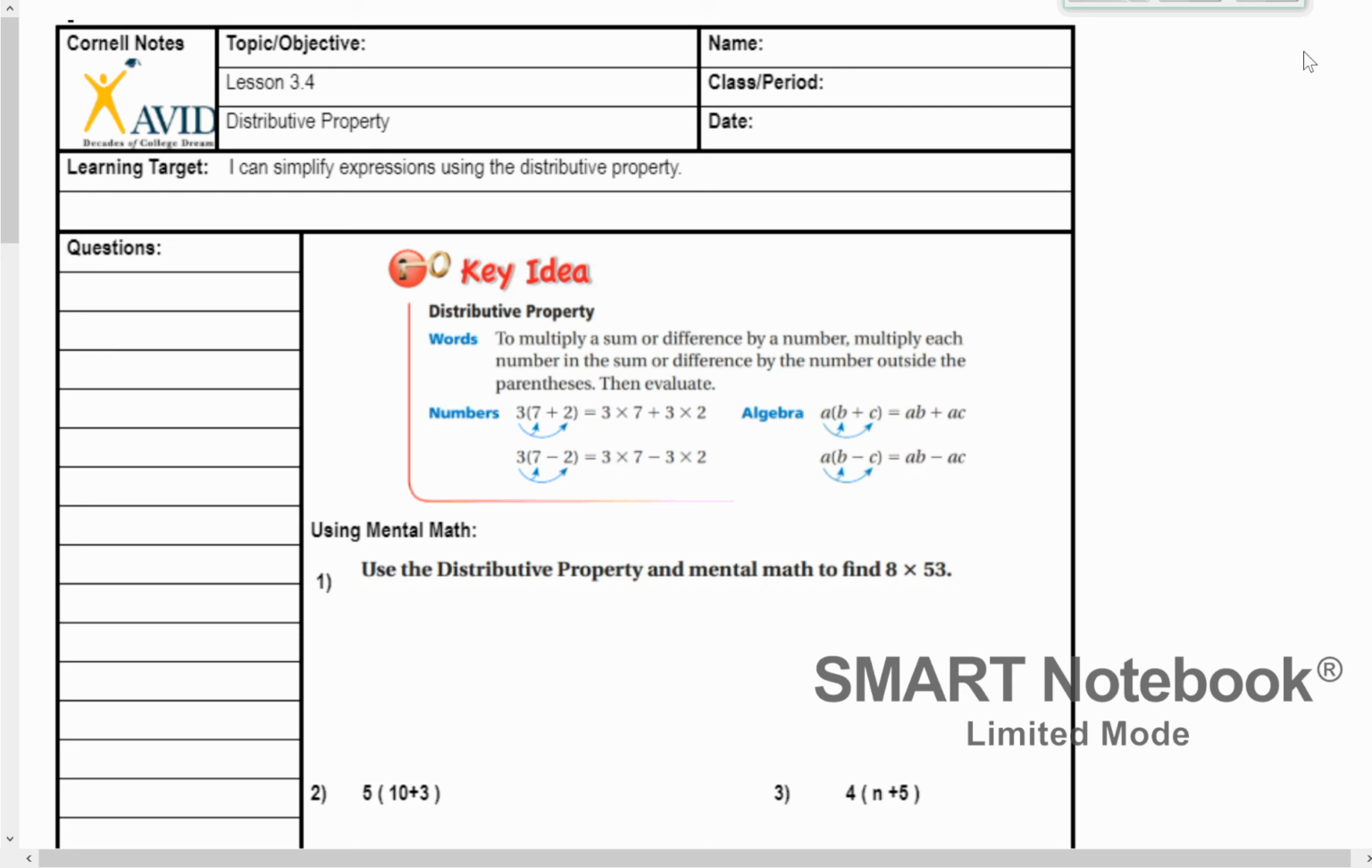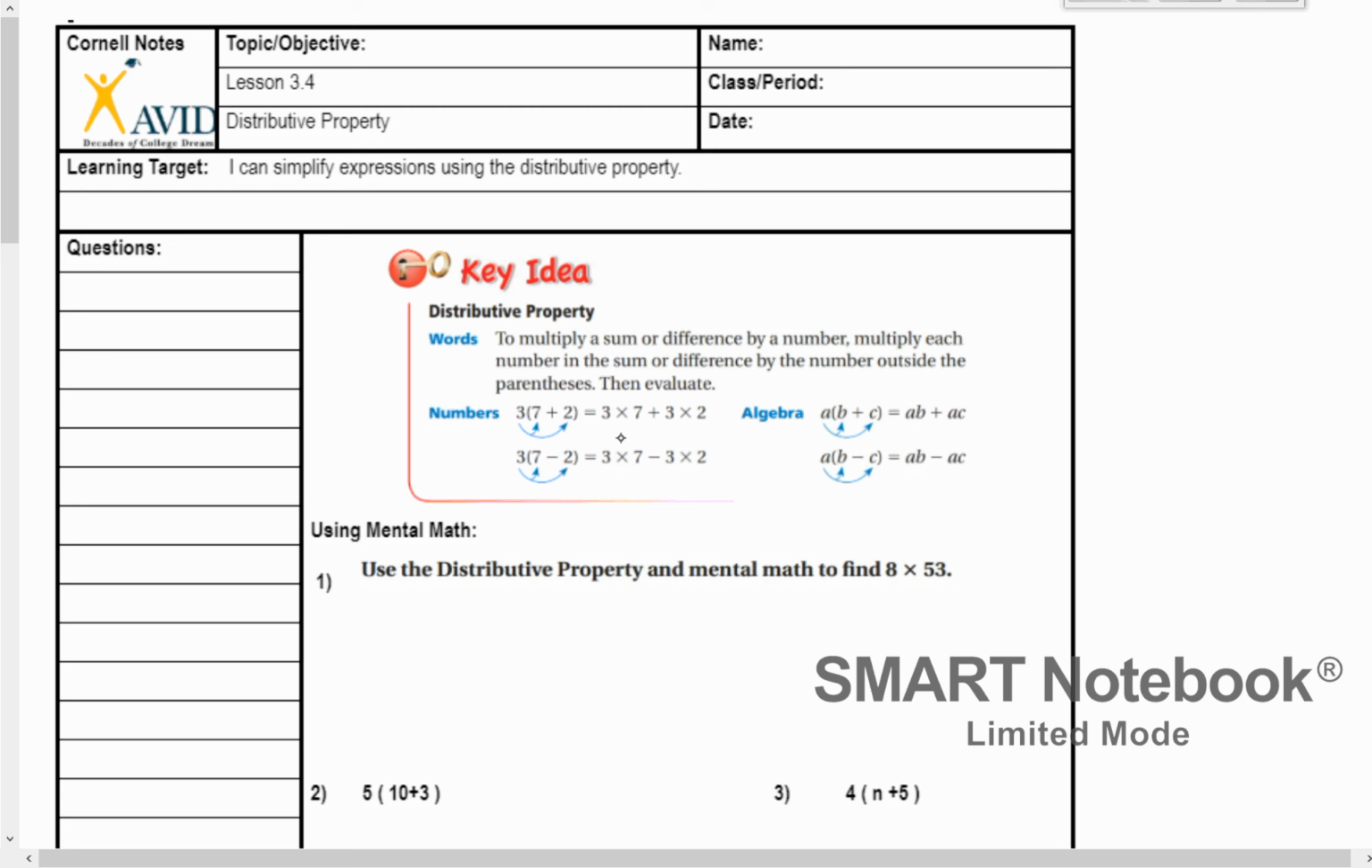The distributive property means to multiply a sum or difference, add or subtract, by a number. You multiply each number in the sum or difference by the number outside the parentheses, and then you would solve it. Okay, so some of us have done the distributive property in elementary school, but they might not have even called it that. So it's when we multiply the number outside the parenthesis by each number inside.